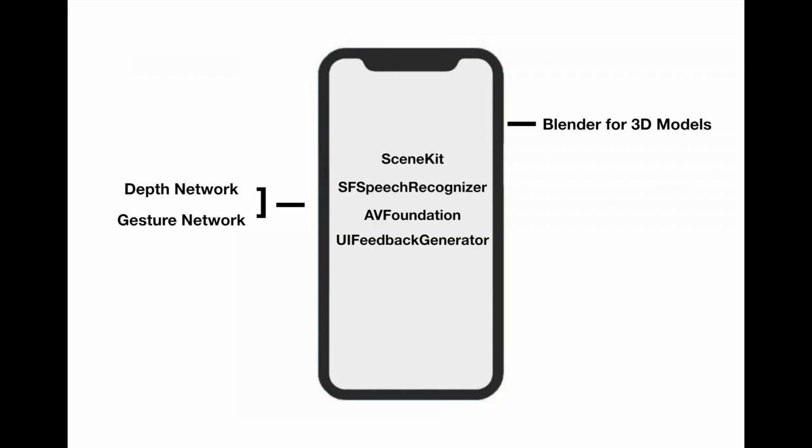And so how does this all come together in an overall system is that we have the input from the depth network and the gesture network going into the phone. Meanwhile, we have these 3D models designed outside in an application called Blender. SceneKit helps with rendering these and assists in doing the physics calculations. SF Speech Recognizer is an iOS library used to do the speech recognition, AV Foundation for playing certain sounds, and UI Feedback Generator for working with the haptics.